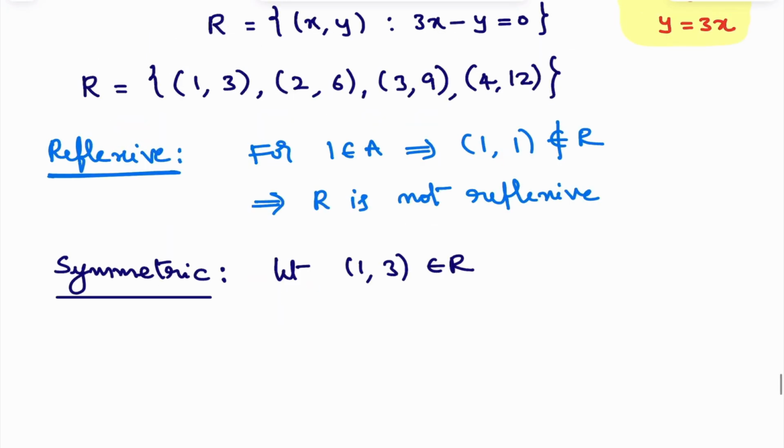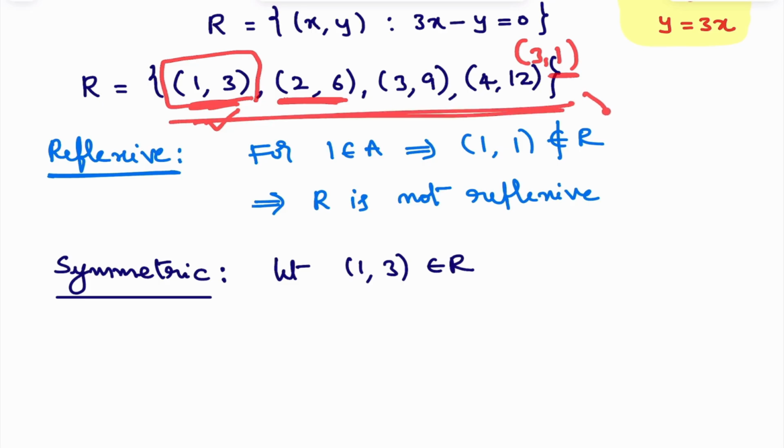One more point here. For (1, 3), suppose (3, 1) is there in this relation. From that, can I say it is symmetric? No. You need to check for every ordered pair. In that case, we say that this element passed the symmetric test. Now we'll come to (2, 6). For (2, 6), is (6, 2) there in this relation? No. So we say it is not symmetric.